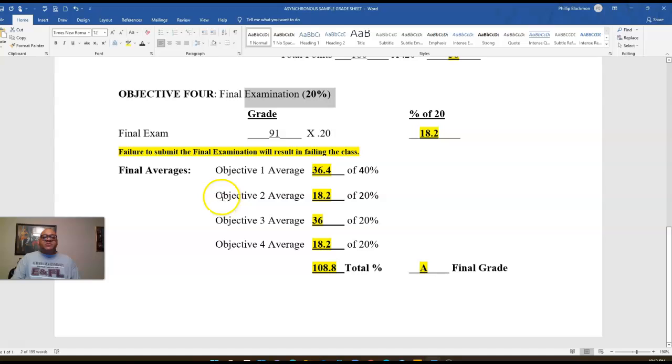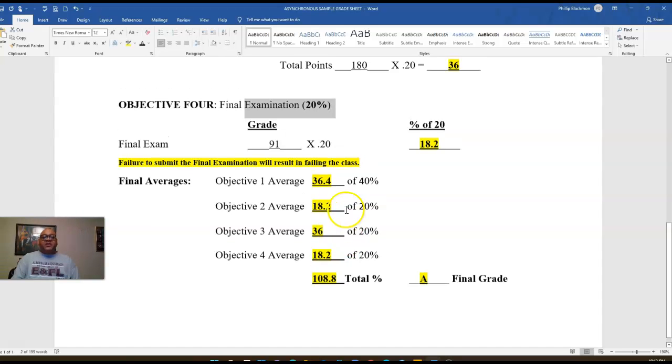And again, you would just put those averages down here at the bottom, 18.2 for objective 2, 18.2 for objective 4, the final examination.